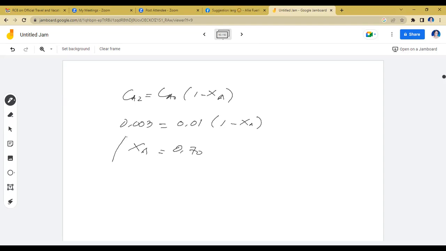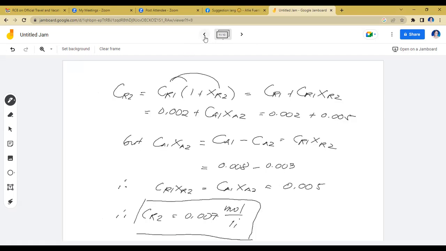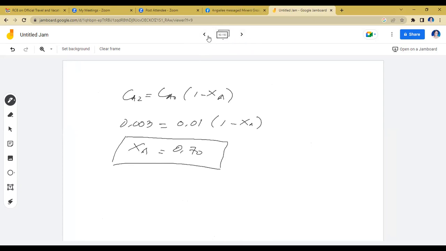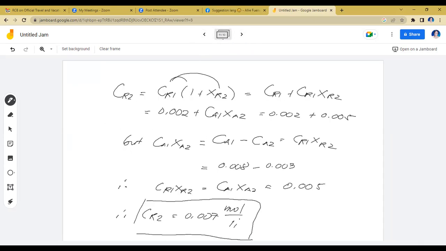So for the system, CSTR and PFR in that order, the overall conversion is 70%. As for the concentration of R leaving the PFR, that would be 0.007 as well. So 0.7 for conversion, 0.007 for the concentration of R that exits the PFR. The question is, what is the concentration of R at the exit of the PFR? So that's our answer.